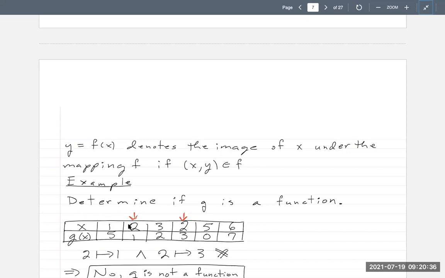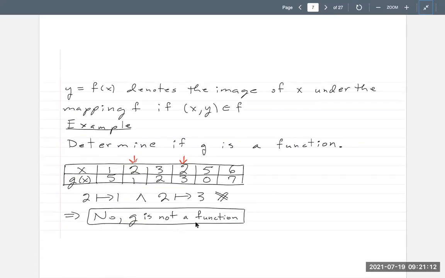Note that if x is 2, g is 1. So 2 is mapped to 1 by g. But we also have here that if x is 2, g is 3. So g maps 2 to 3 also. So sometimes when you think you're going to get a candy bar, sometimes you get a candy bar, but sometimes you get a lump of coal. So therefore, g is not a function.